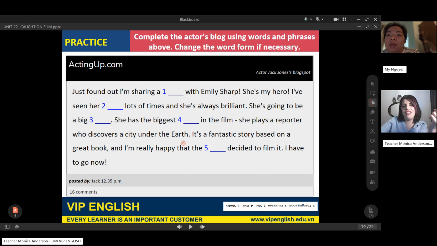She has the biggest studio or changing room? Biggest changing room. No, in the film. Biggest star. Most important, the biggest role. Yeah, the most important. She plays a reporter who discovers a sea under the earth, and it's a fantastic story based on a great book, and I'm really happy that the studio decided to film it. Of course, good job, very good.